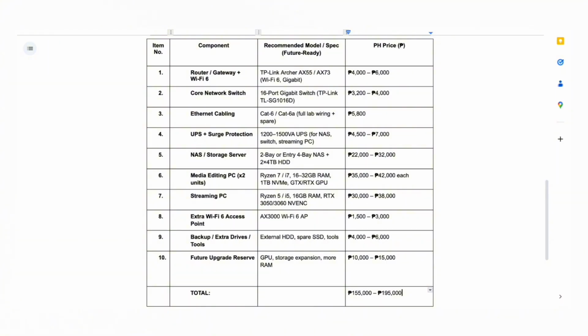The core network switch, which serves as the backbone of the wired network, costs approximately 3,000 to 2,000.